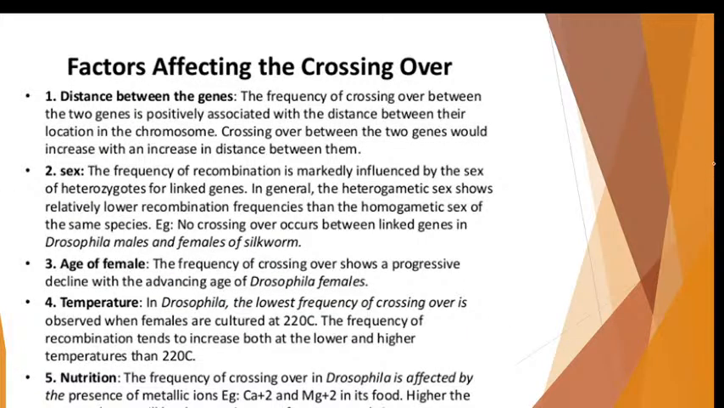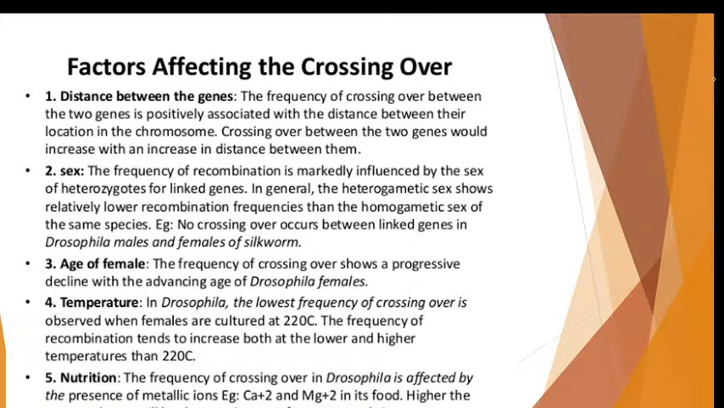Now, factors affecting the crossing over. There are many factors which we have said once, that is the age, the position, the sex of the individual, the temperature, etc. are the main factors which affect the crossing over. One is the distance between the genes. The frequency of crossing over is actually directly proportional to the distance between the linked genes. Directly proportional means the frequency of crossing over is more if the distance between the genes is more.